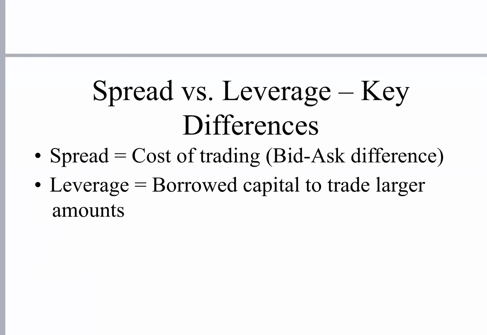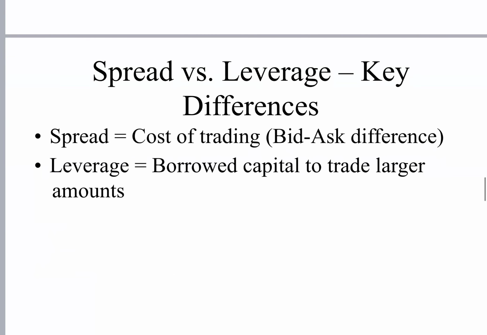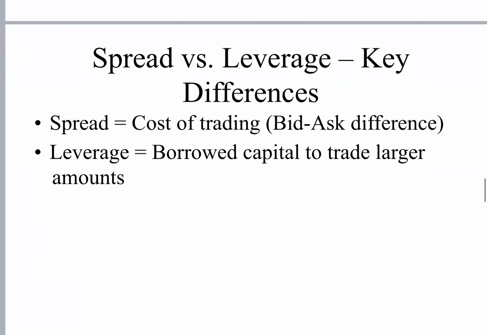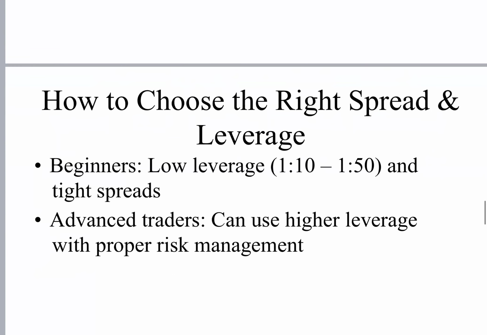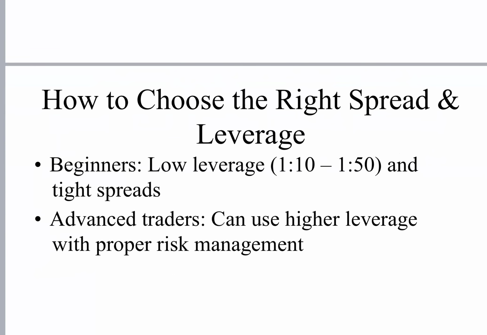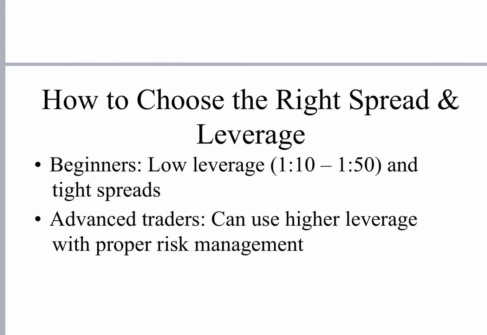So, spread versus leverage. Spread is just the cost of trading, like the cost of opening a position. Leverage is borrowed capital to trade larger positions. Are you with me now? How to choose the right spread and leverage? Beginners: low leverage, 1:10 to 1:50, with a tight spread. And advanced traders can use higher leverage with proper risk management.